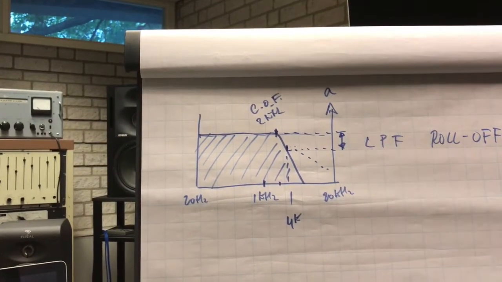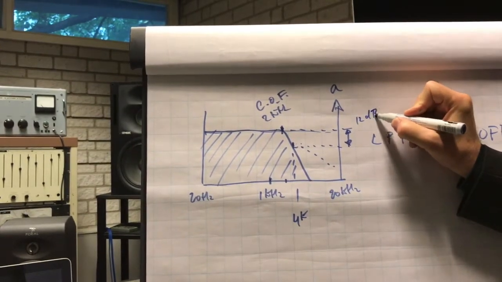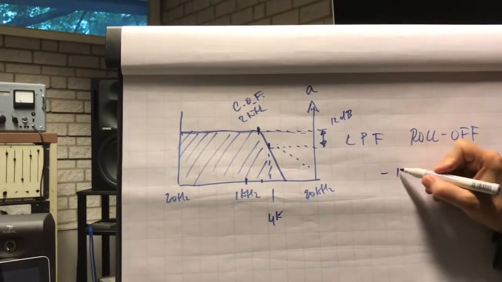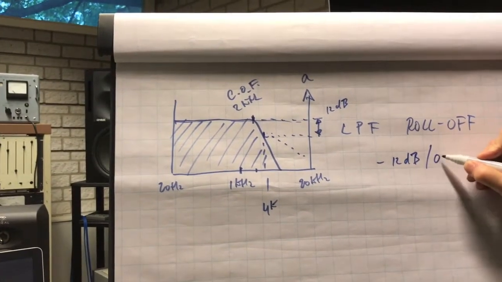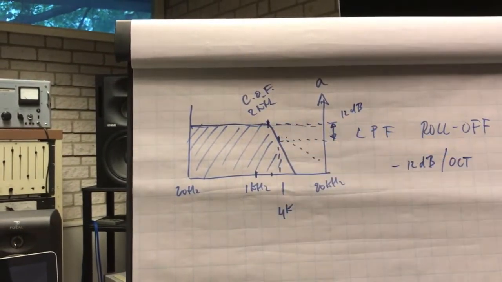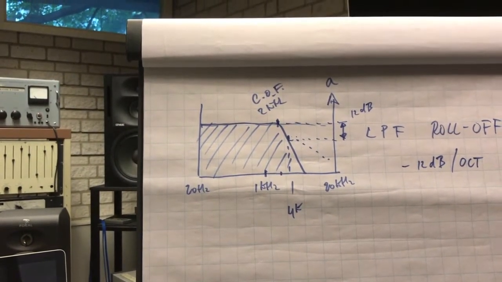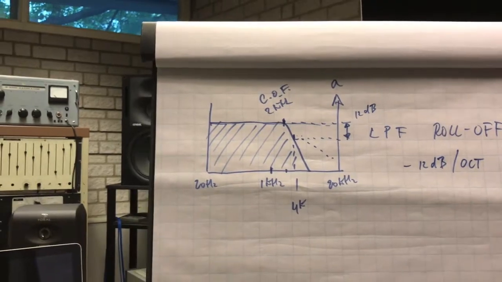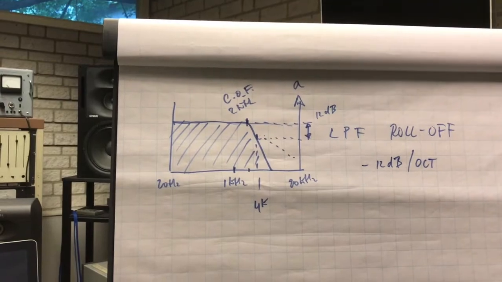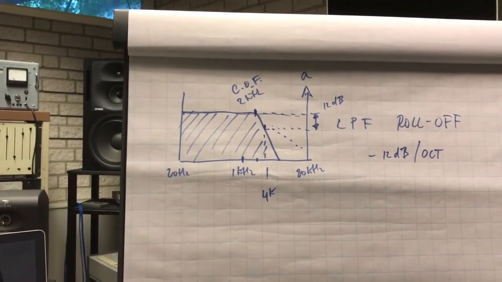Now let's say that I measure here a difference of 12 dB. That would mean that I have a roll-off of minus 12 dB per octave. Because I'm going from 2 kHz to 4 kHz, which is an octave, and I find a level difference of 12 dB. That's a very modest filter still. You have filters that are even more modest. You have filters with a roll-off of 6 dB. You have filters with a roll-off of 24 dB. You have roll-offs of even 36 dB. So that's a very strong filter.